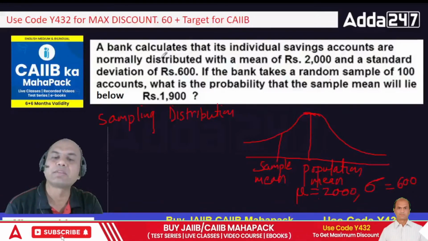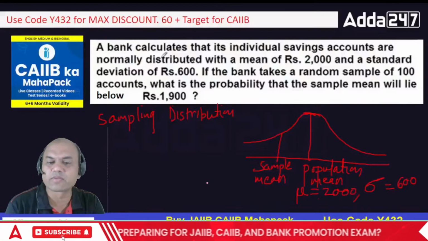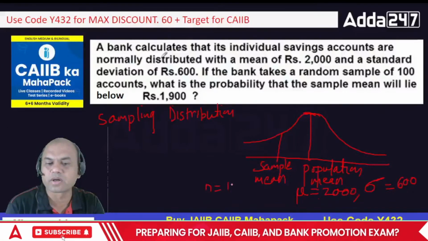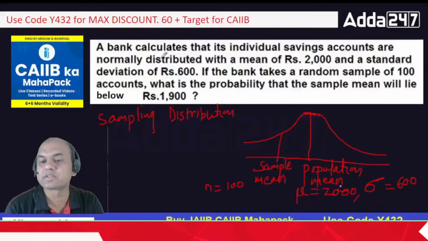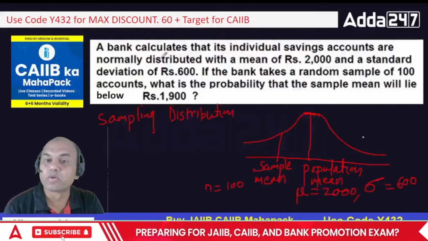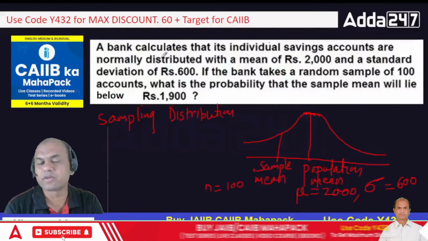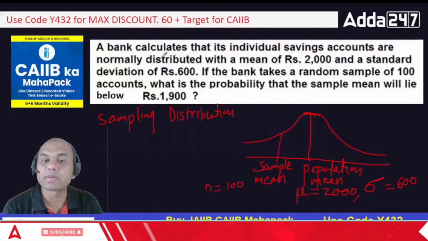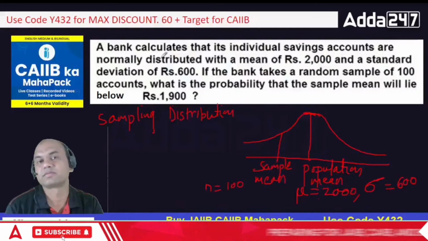And what about the sample? The sample is taken as 100. So n equals 100 over here. Always remember, small n is always for the sample. Capital N is always for the population. Now who can tell me what is the capital N over here? What is the population size? Can anyone tell me? There is no population size. So what does it mean? It means it's an infinite population.